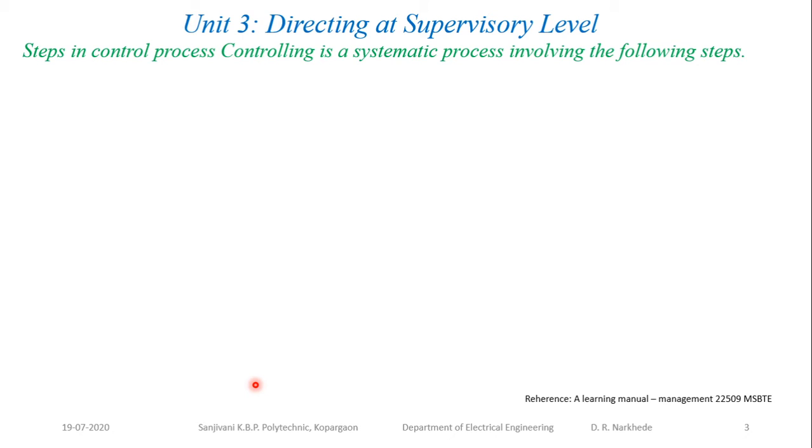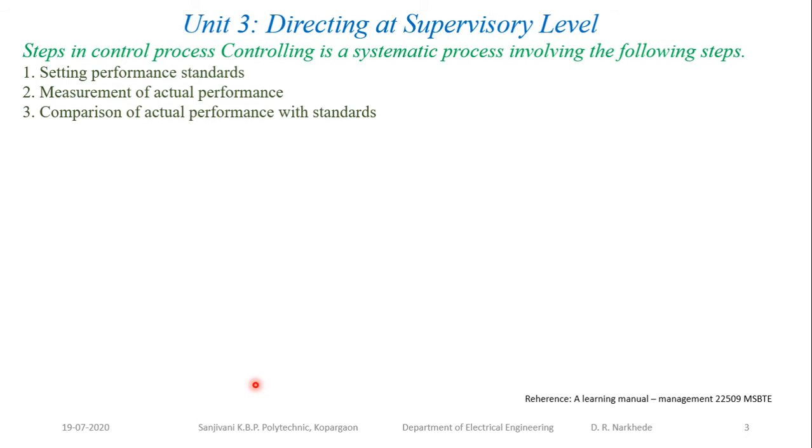Now, what are the steps? Setting the performance standard. This is my first step. Then measure of actual performance. This is the second step in that. Third one is the comparison of actual performance with the standard. And fourth one is the analyzing of deviation. So these are certain steps. And fifth one is the taking corrective action. So in controlling process, what you are going to do the first step.